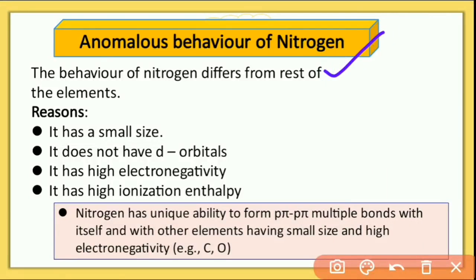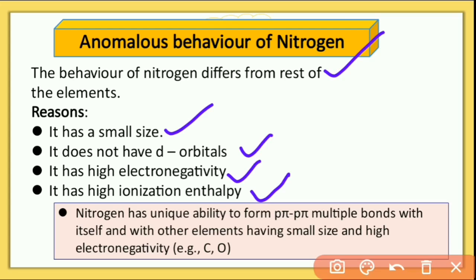Anomalous behavior of nitrogen. We know that in each group the first member of the elements shows different properties from the rest of the elements, and that is why it has a smaller size and does not have d orbitals, and it has high electronegativity and high ionization enthalpy. In this property, the first member of the element shows different properties from the rest of the elements.